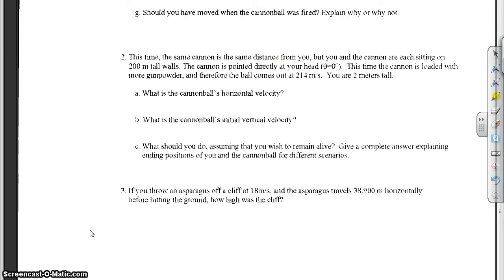For my final trick, we have an asparagus. Everybody likes asparagus. So let's do a problem with it. This time I'm on a cliff. I have an asparagus. I'm going to throw it off at 18. I guess this problem is not very well written. I'm sorry, it's not very well written. It doesn't say this, but you need to know this to do the problem. It's thrown horizontally, so it's thrown straight off of the cliff. It's not arced up or down, it's straight.